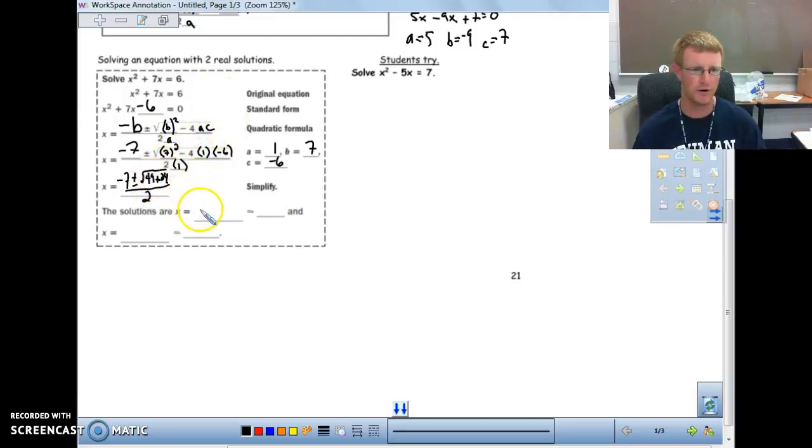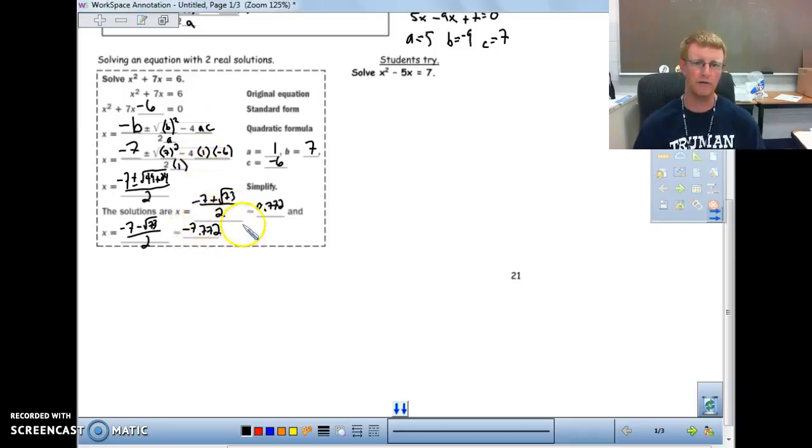And then when we simplify what's in there, we get x equals either negative 7 plus the square root of 73, since that's what you get when you add those together. Negative 7 plus the square root of 73, over 2, which is approximately 0.772. Or we get negative 7 minus the square root of 73, over 2, which is approximately negative 7.772. Okay, so that gives you an idea of how we want our solutions. Now, typically, you want to have a good idea of how to give the solutions like this.